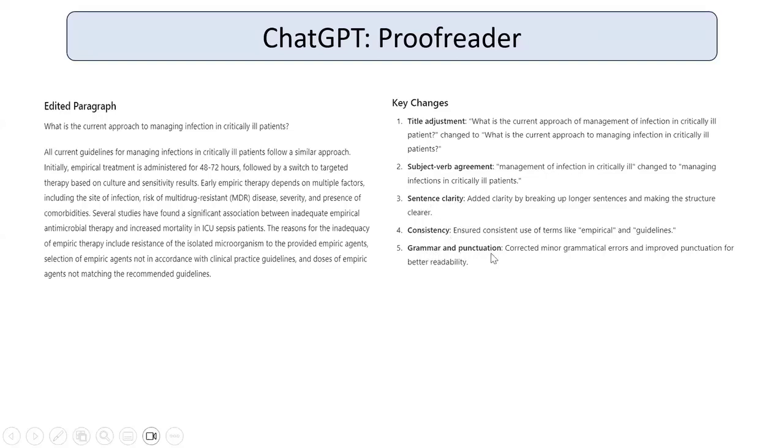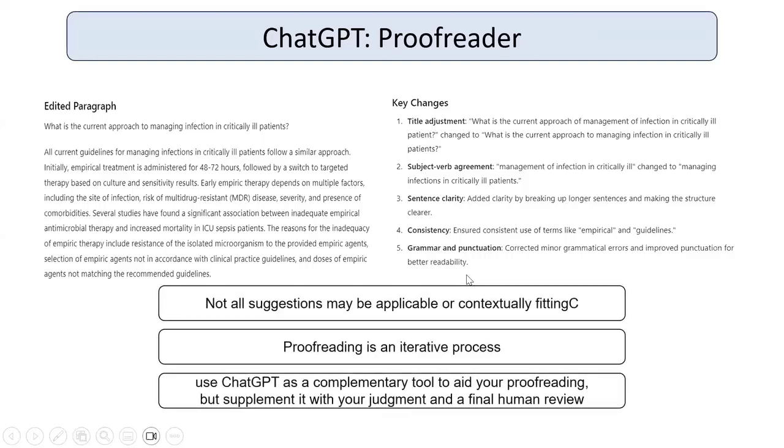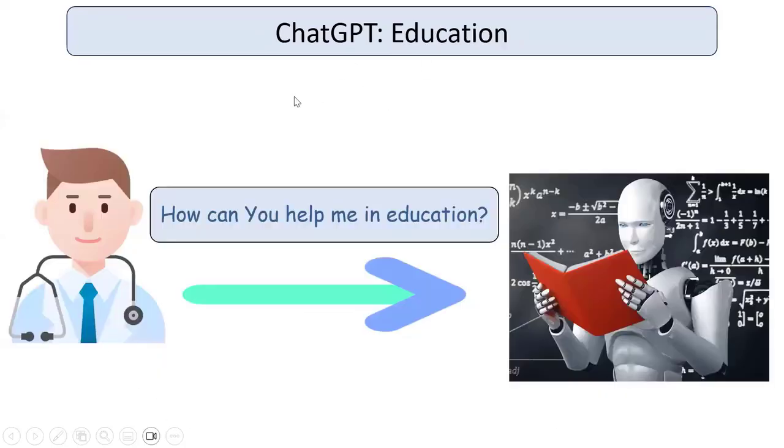consistency, grammar, and punctuation. But keep in mind that not all suggestions may be applicable. Proofreading is an iterative process. That means you need to keep asking ChatGPT to improve the structure of the sentence. Use ChatGPT as a complementary tool to aid your proofreading, but supplement it with your judgment and final human review. This is very important when you are using ChatGPT as a proofreader.